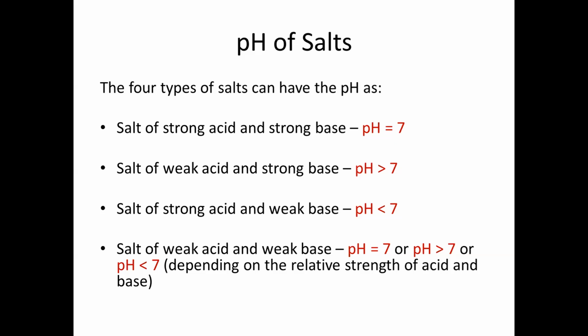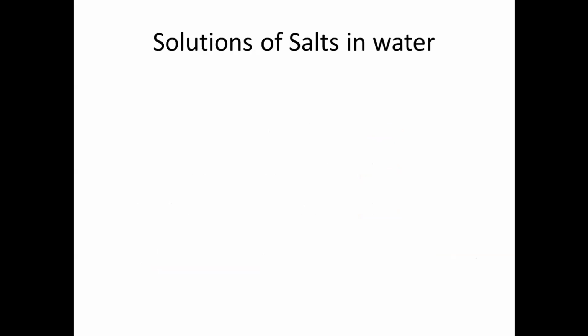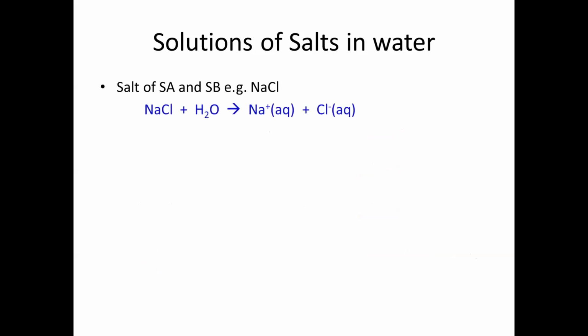Okay, we will take representative examples of all these salts. For example, for the salt of strong acid and strong base, we will take the example of NaCl. We know that all these salts are strong electrolytes, so when dissolved in water, they will be dissociated into constituent ions 100%. There will be no equilibrium. This will be completely dissociated into ions. So NaCl will dissociate into Na plus and Cl minus ions.